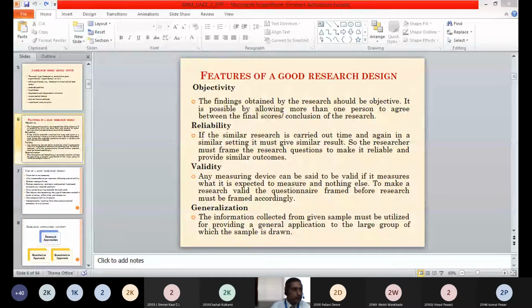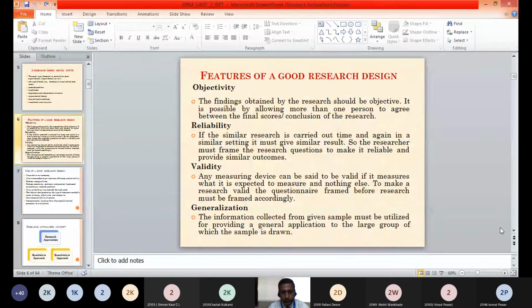So in short, generalization means the findings you are getting should be applicable to the entire population or large group of people. So if it is clear, we will move ahead.